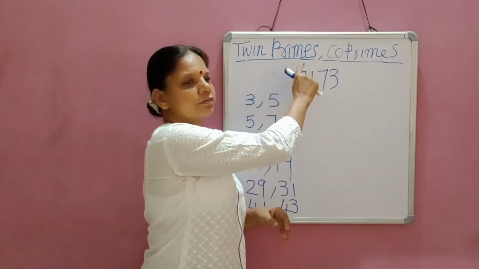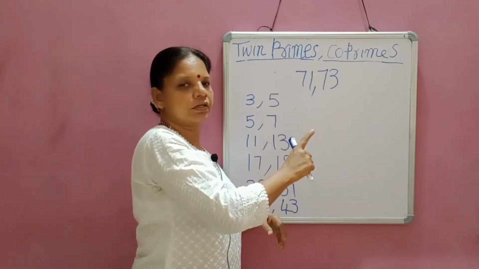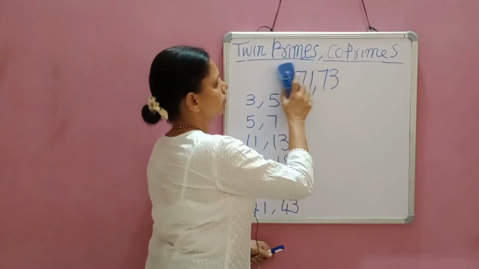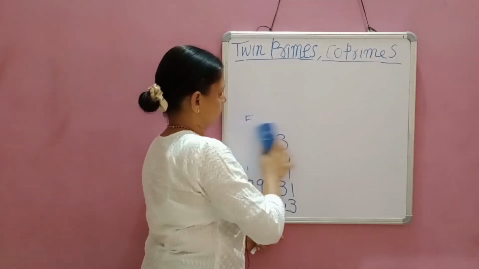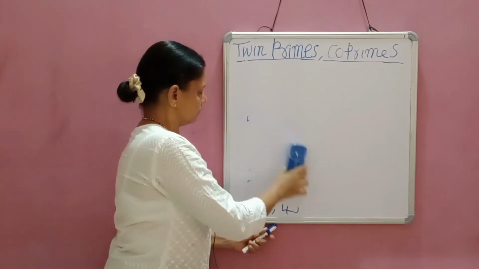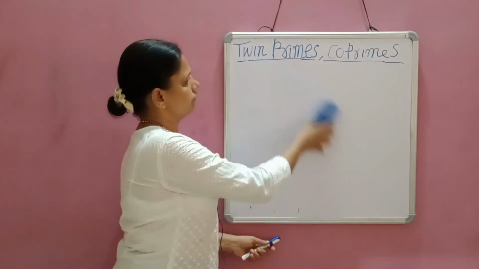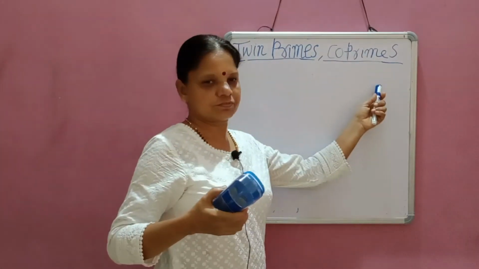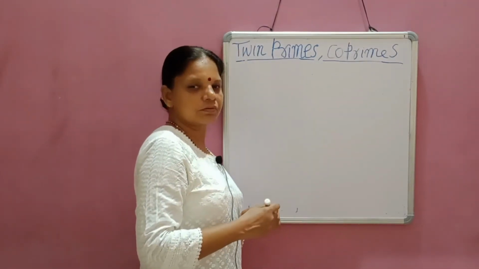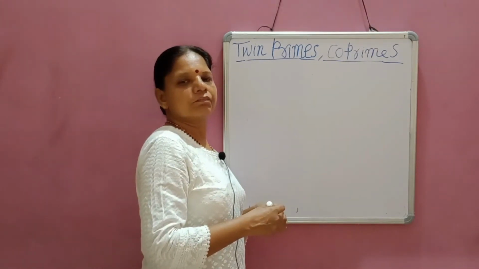Remember, they are pairs of prime numbers. And what is the condition? There is only one composite number in between them. Clear? Twin primes, or the difference between the twin primes is 2. That is about twin primes. Now we will come to the coprimes. Coprimes are not prime numbers. First, remember that. They are not prime numbers.